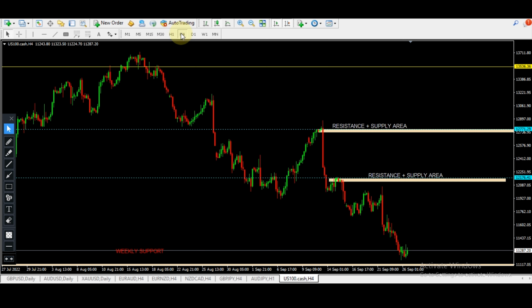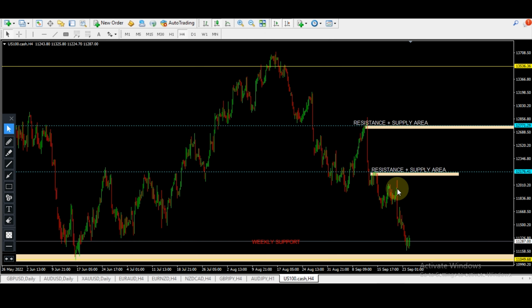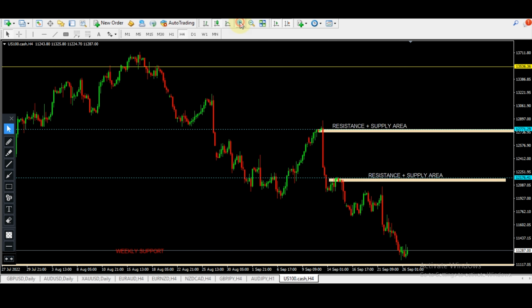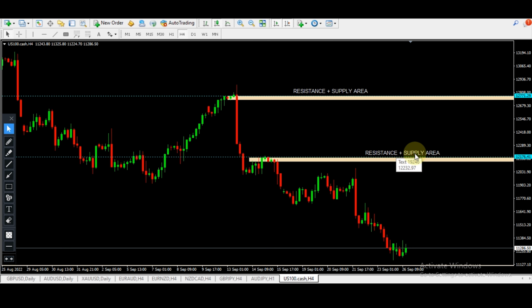And also if we were to go to the H4 time frame, if the market is supported and then pushed to the upside from the weekly support, we might come here to a resistance level at this zone, which is also a supply area. So if the market comes here, we expect it to sell off. We expect to short the market and then hold to the downside.